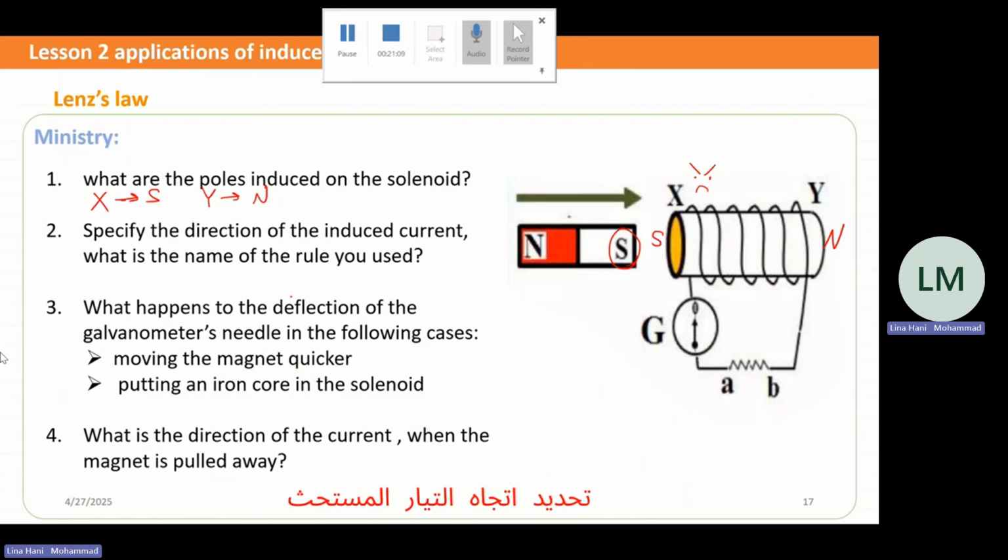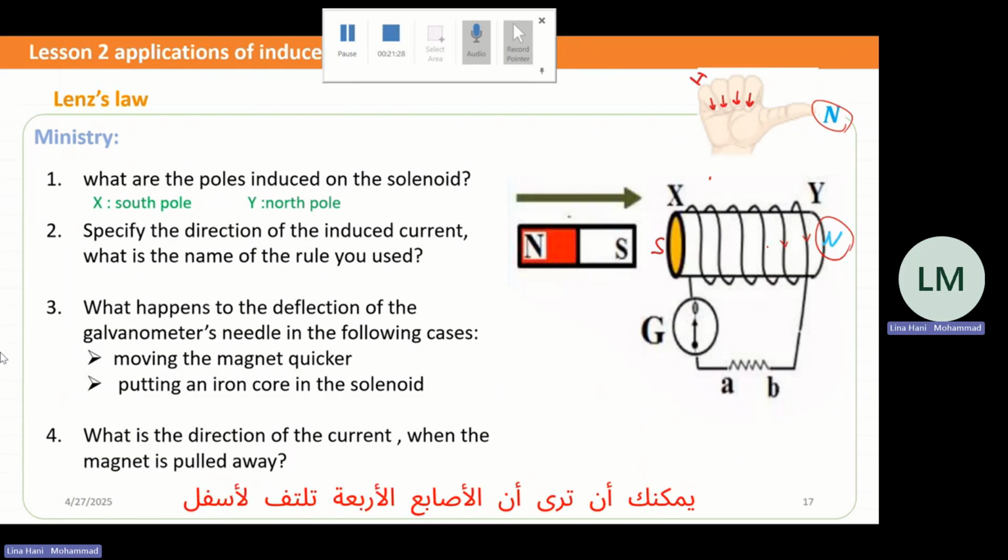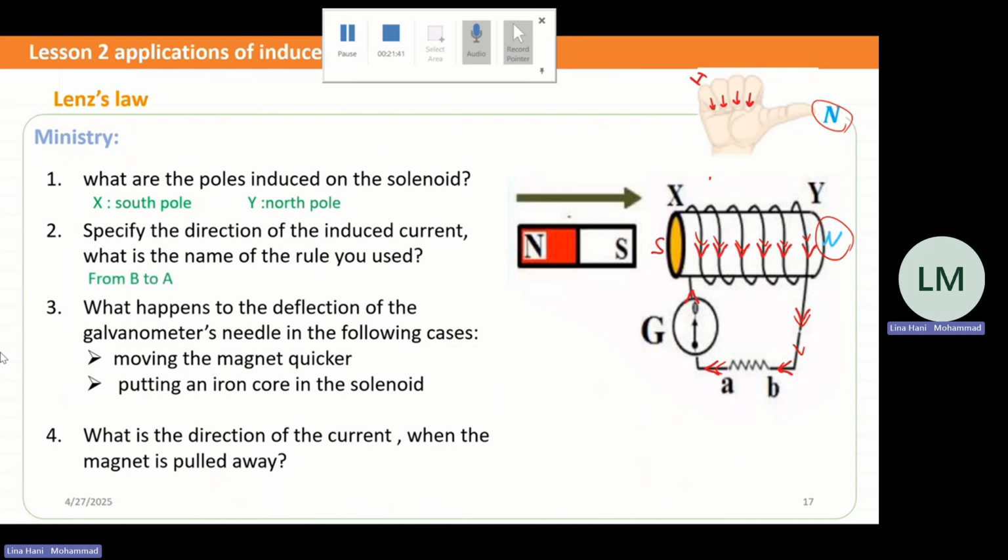Specify the direction of the induced current. Now using the right hand rule, hopefully I've got it here somewhere. Oh, there you go. Using the right hand rule, you're going to put the thumb in the same direction as the north pole. You can see that the four fingers curl down. So that means that the current is going down in the side that you can see, from B to A.